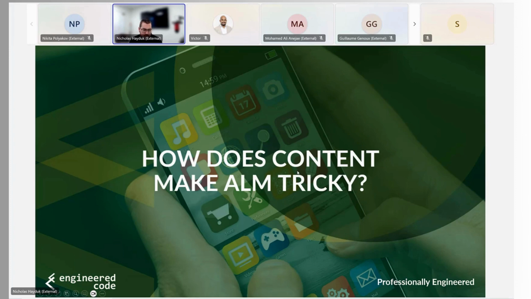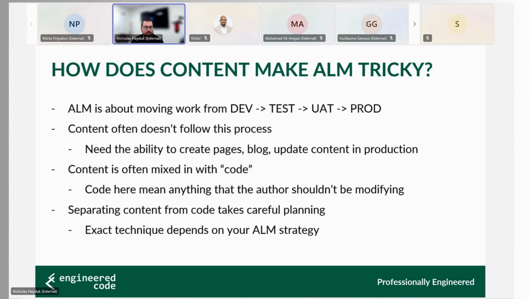Okay, so let's move on to our next section here. How does content make ALM tricky? We've talked about how you can create new pages, update the text on a page, add content, add images, all that sort of stuff. So what does this do to our ALM process?